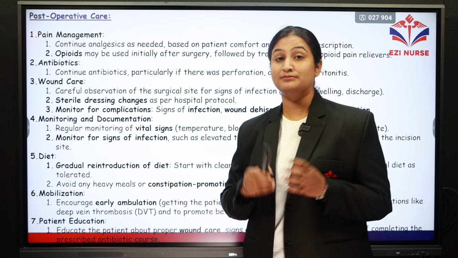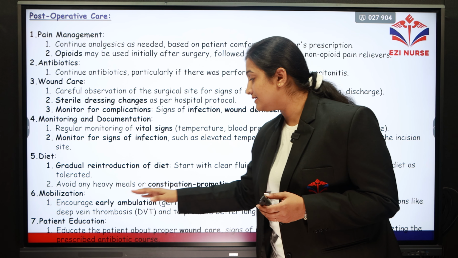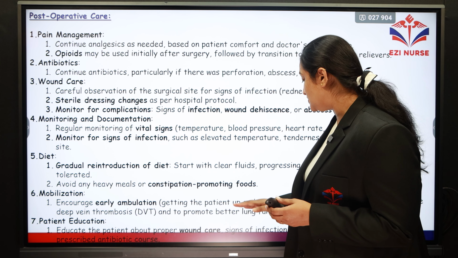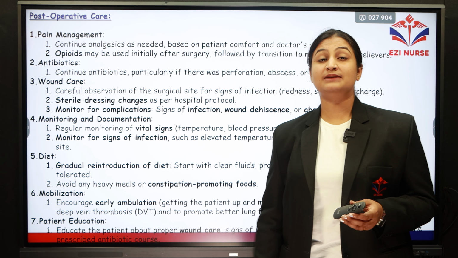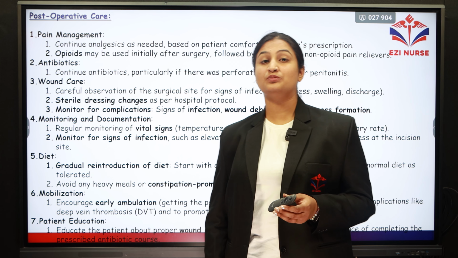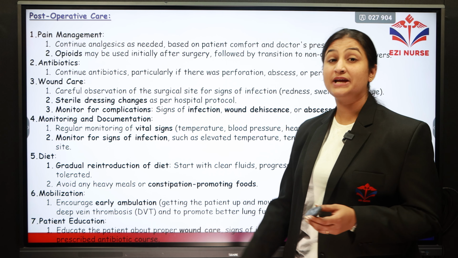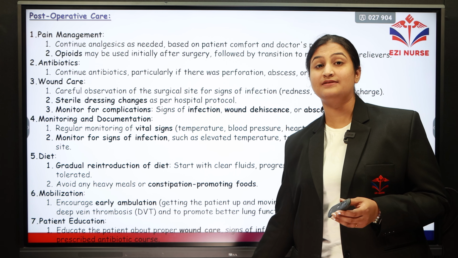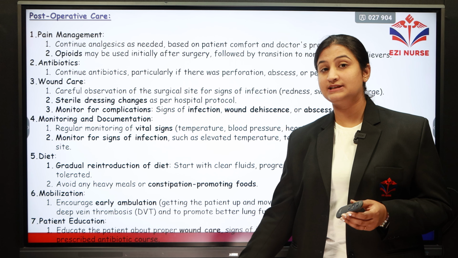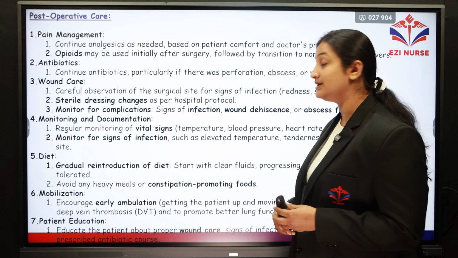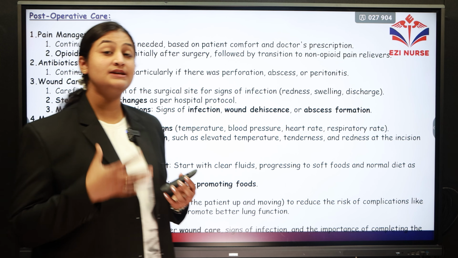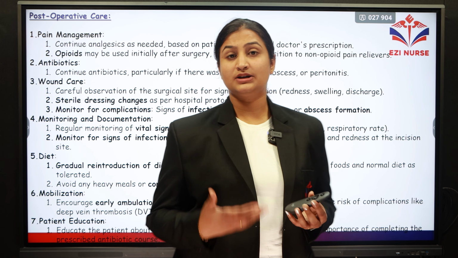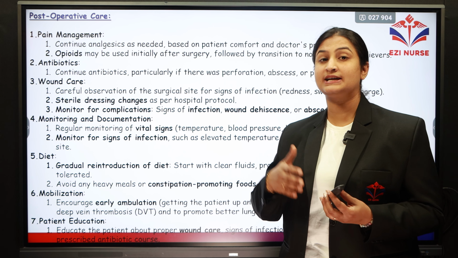Then coming to the mobilization part, encourage early ambulation, getting the patient up and moving, because immobility can sometimes lead to deep vein thrombosis, a blood clot in the leg from the knee to the ankle, and it also promotes better lung function. A good lung function capacity must also be there. So we have to ensure that all these things are on a regular track and checked.